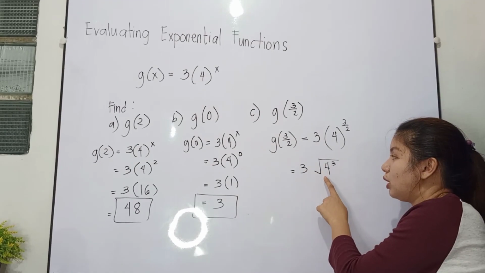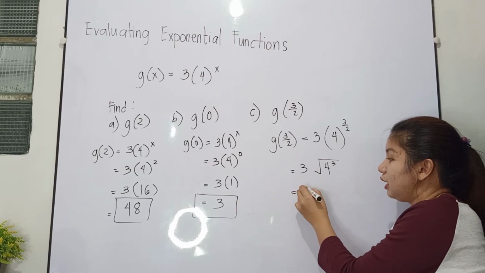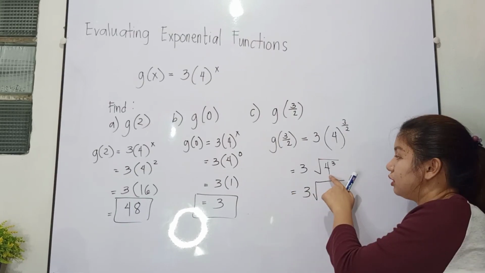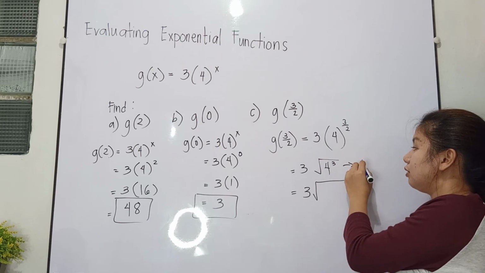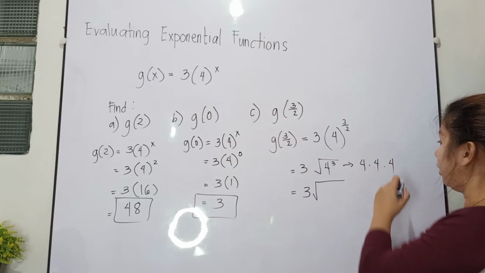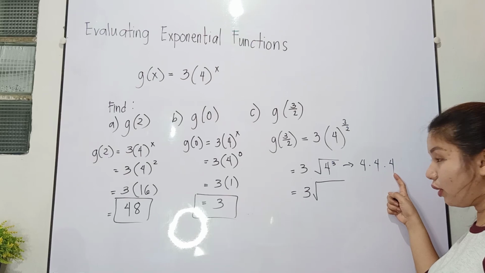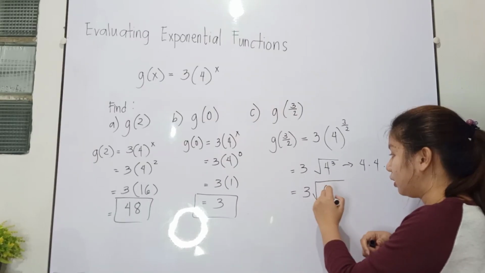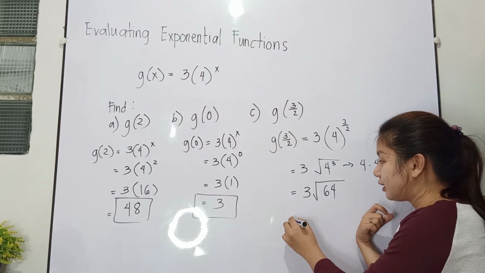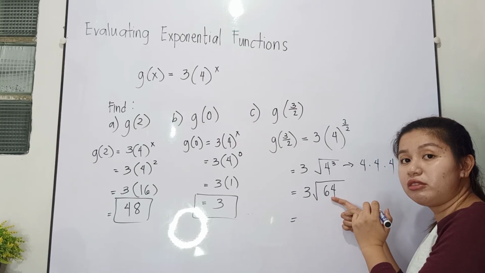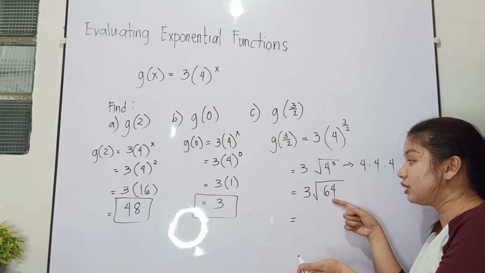So, we have 3 times the square root of 4 raised to 3. Okay. So, 3 square root, let's simplify first 4 raised to 3. 4 raised to 3 means 4 times 4 times 4. So, 4 times 4 is 16. And then, 16 times 4 is 64. So, 3 square root of 64. Okay? And then, next, 64 is a perfect square. So, we get the square root of 64. What is the square root of 64? The square root of 64 is 8.